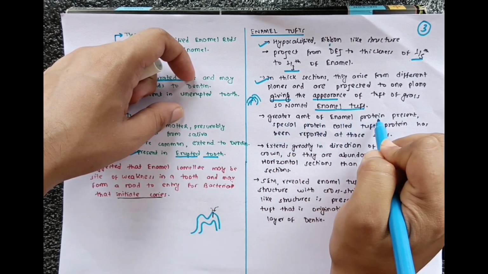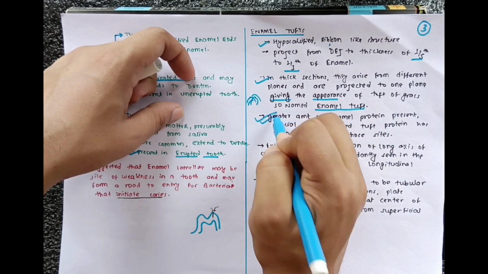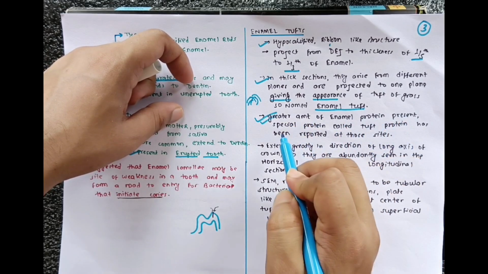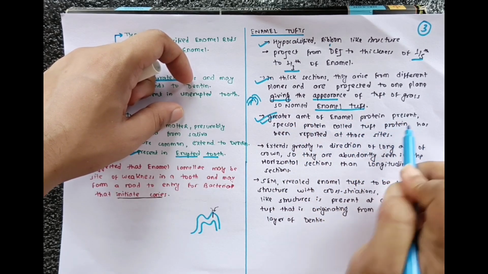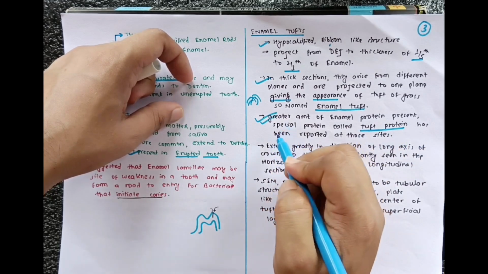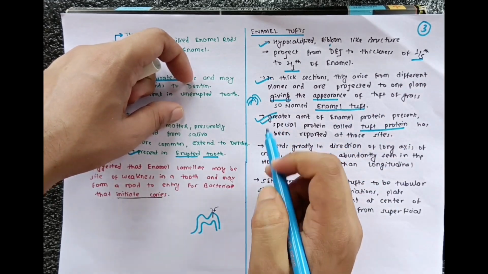So there is a greater amount of enamel protein present. This point is very important. At the enamel tuft, there is a greater amount of enamel protein present. A special protein called tuft protein has been reported at those sites.